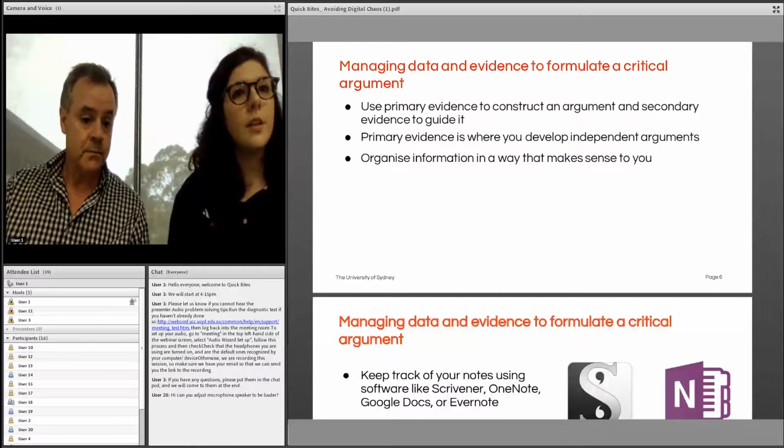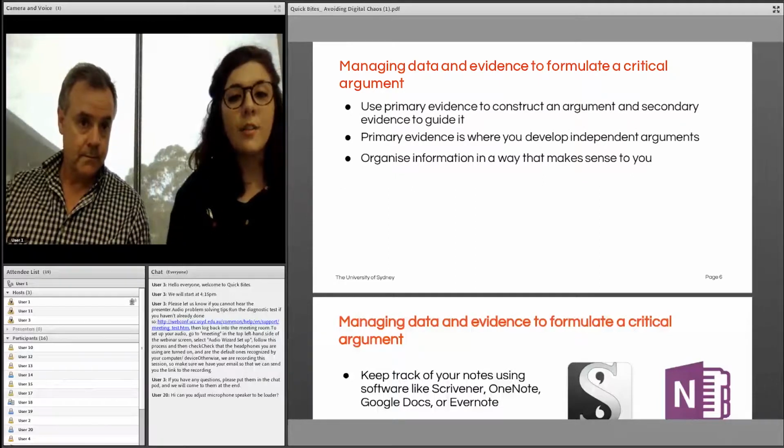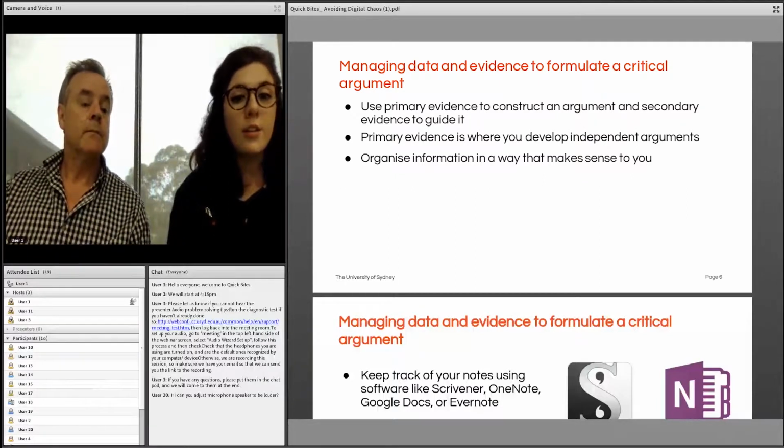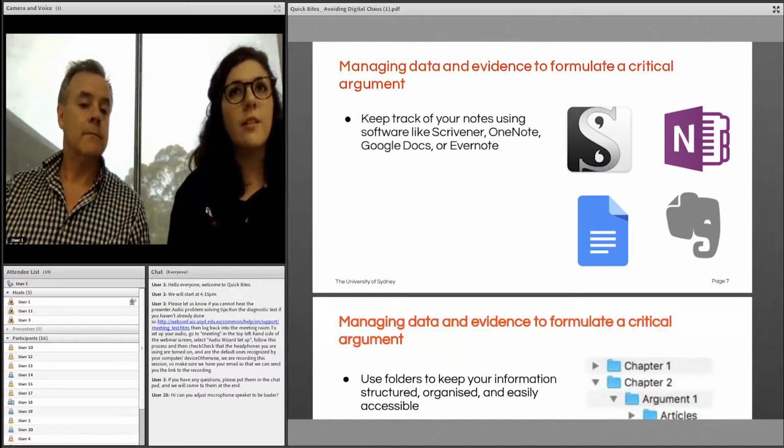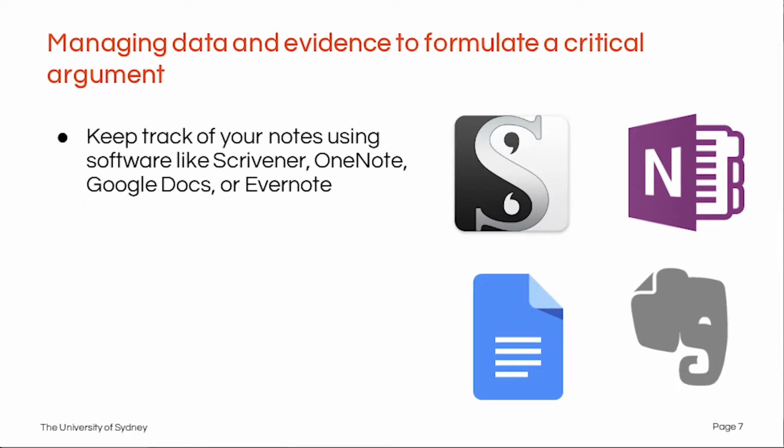So following on from what Nick just said about writing with a pen in your hand, there are a bunch of really great pieces of software that you can use to keep track of everything as you go. So we recommend programs like Scrivener, OneNote, Google Docs, and Evernote. Like we were saying before, you pick one that works for you and you roll with it.